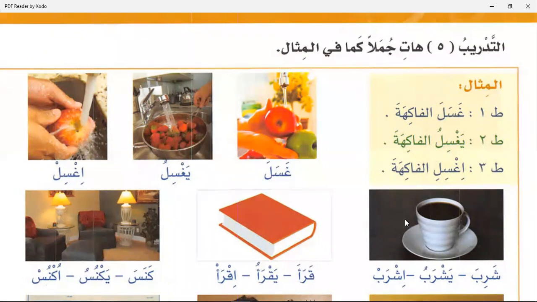Ghasala al-fakihata. Yaghsilu al-fakihata. Translate. Ighsilil fakihata. Translate it. Okay. Ghasala al-fakihata, he washed the fruits. Yaghsilu al-fakihata, is washing the fruit. Ighsilil fakihata, wash the fruit. Next.